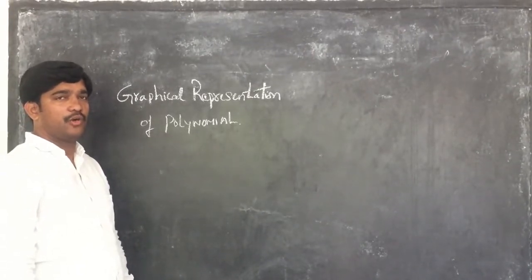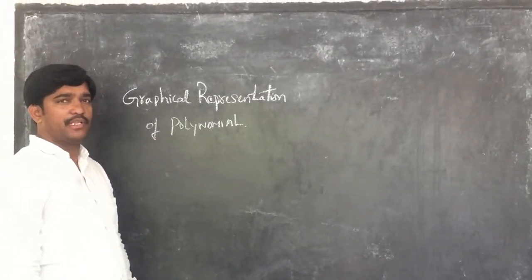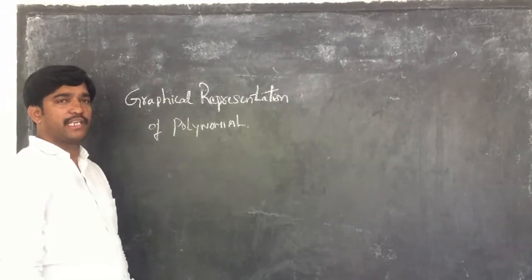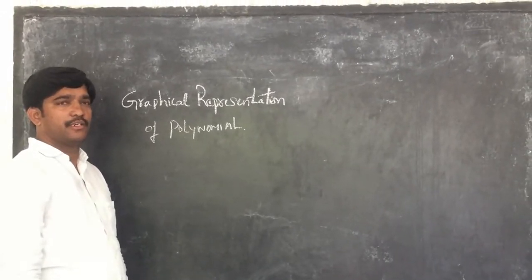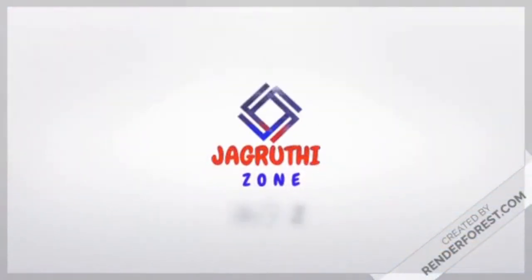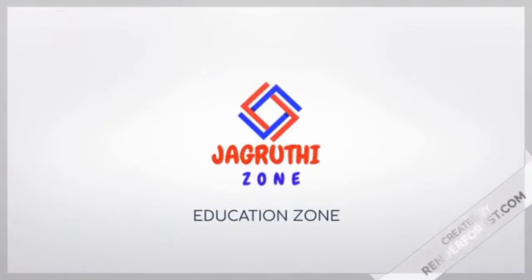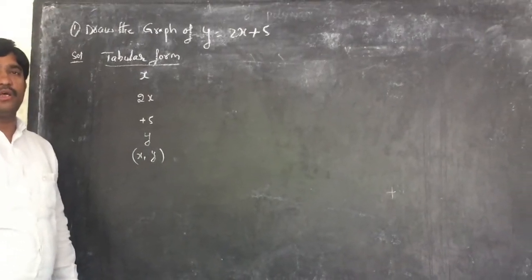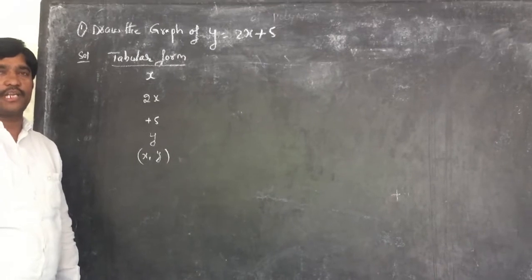Now today we learn how to draw the graph of a polynomial. The first one is linear, the second one is a quadratic polynomial, the third one is a cubic polynomial. I will explain with an example how the linear polynomial graph can be drawn.